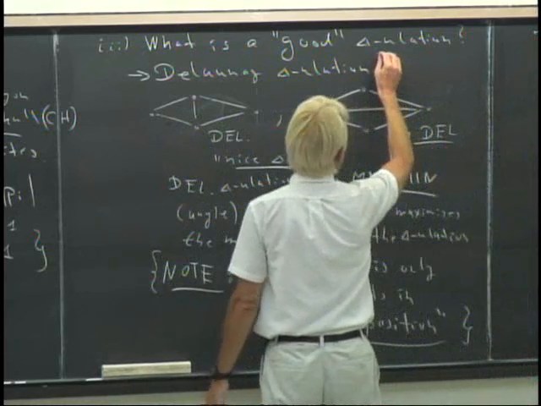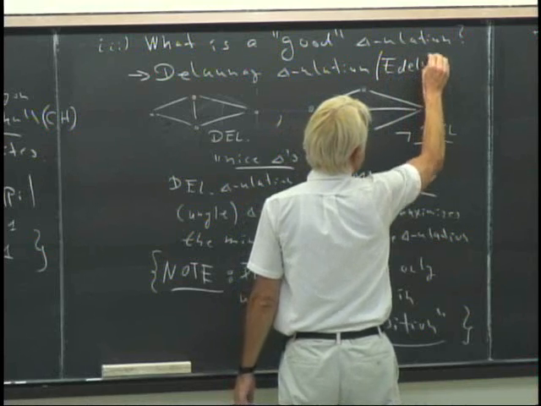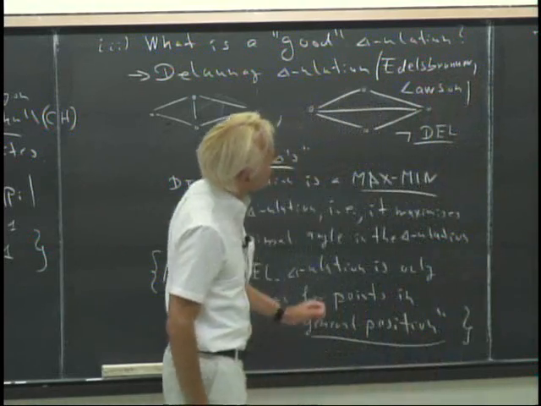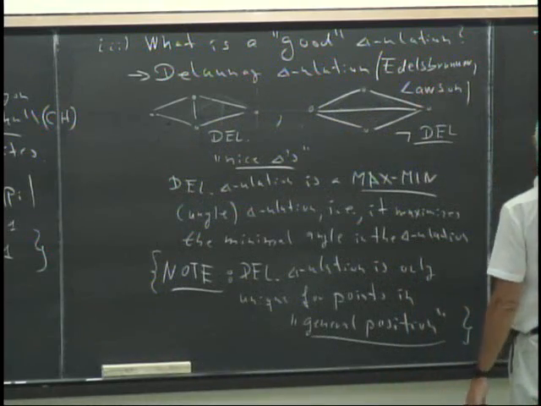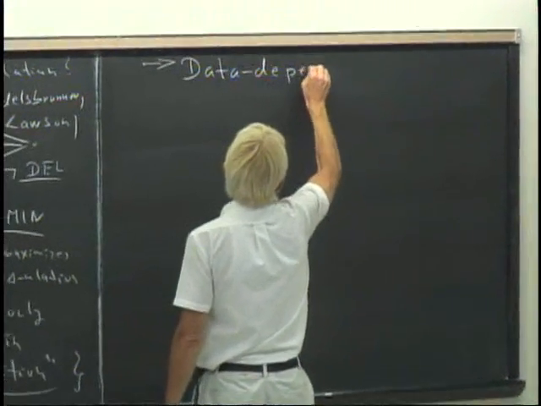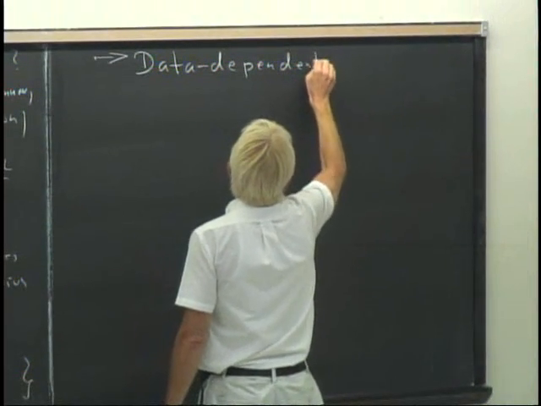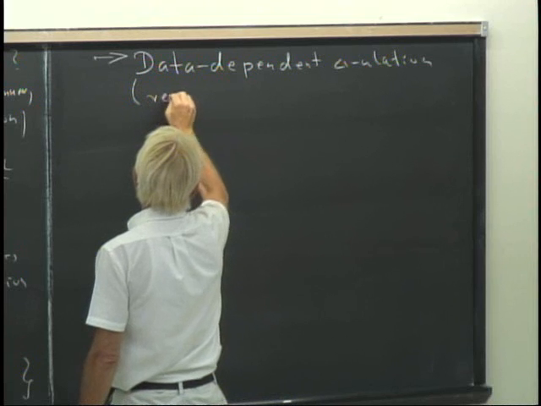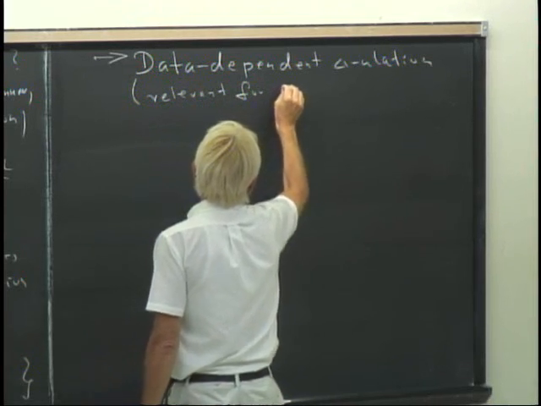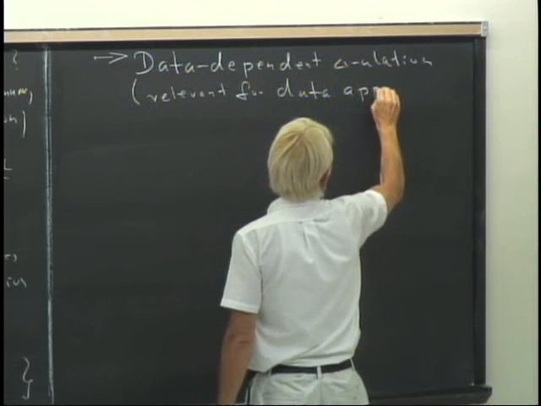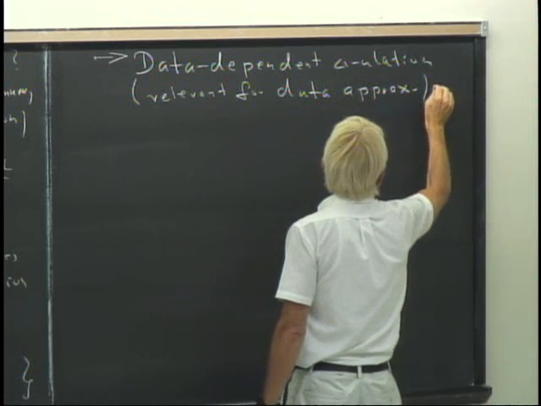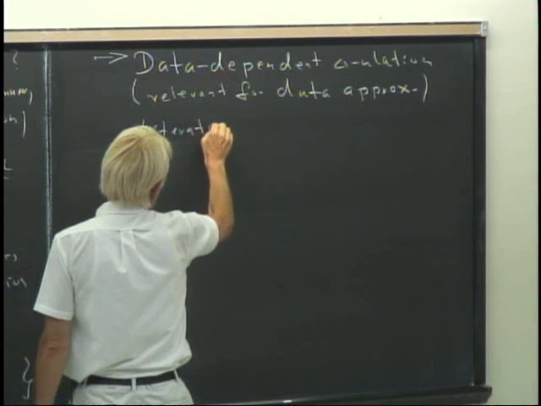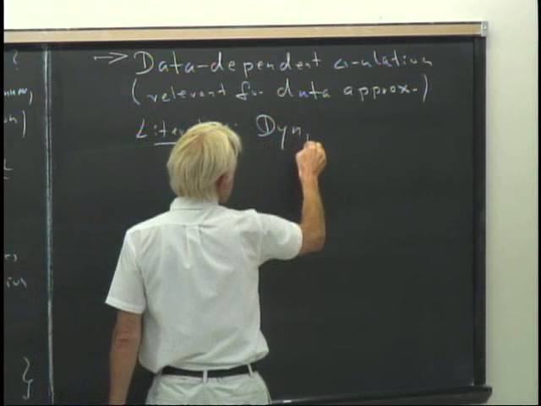And so important people you have to read the literature from is this guy, Edelsbrunner, and also Lawson. Edelsbrunner, Lawson. There's another one which is very important. There is a so-called data-dependent triangulation. And that is important for data approximation, relevant for our purposes, function approximation. And you have to read the literature from Dyn, Levin, and Rippa.